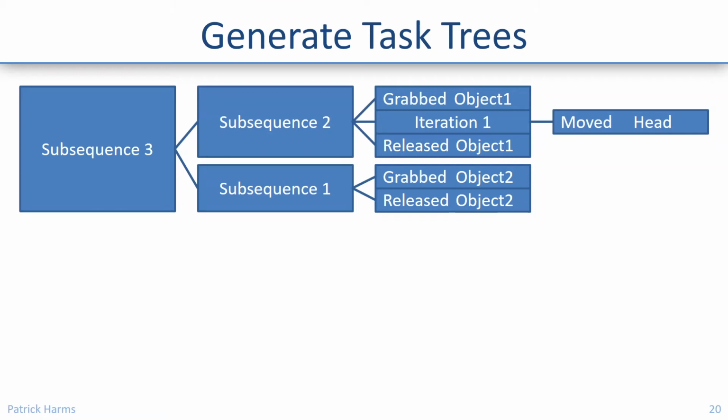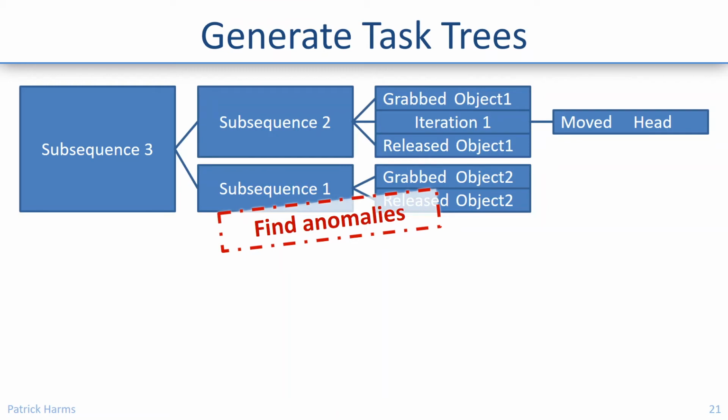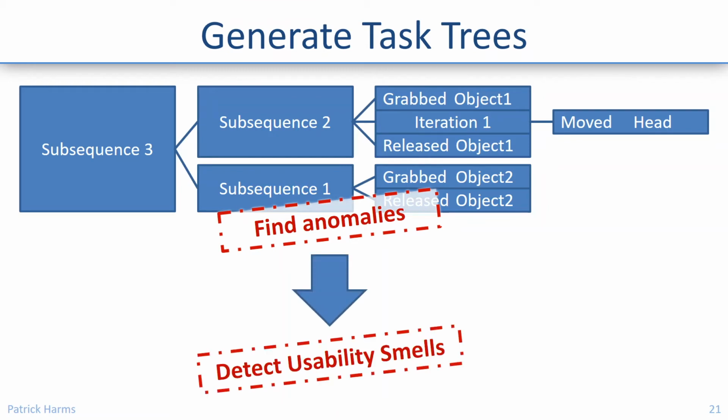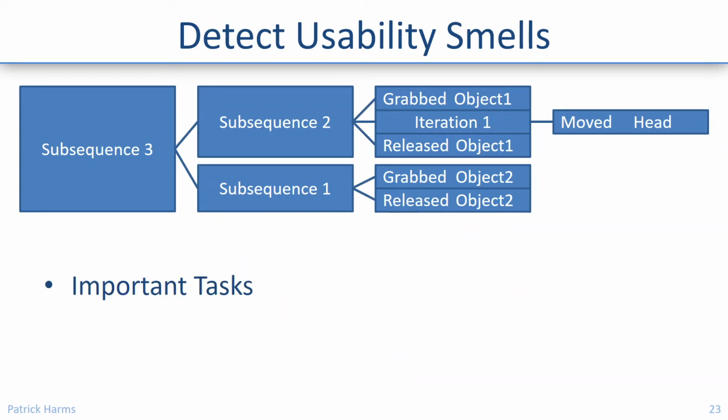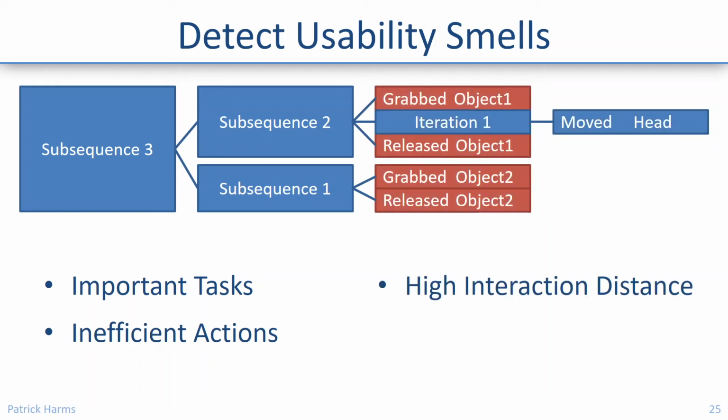Within this task structure, we then search for certain anomalies, which we call the detection of usability smells. The first thing that we have a look at is how often a certain task tree is executed as some kind of measure for the importance of this task for the VR. We also analyze whether within a task users have to perform a large number of inefficient actions or whether they have to travel high distances when interacting with certain objects. Finally, we analyze whether a certain task is retried multiple times in case the first execution fails.